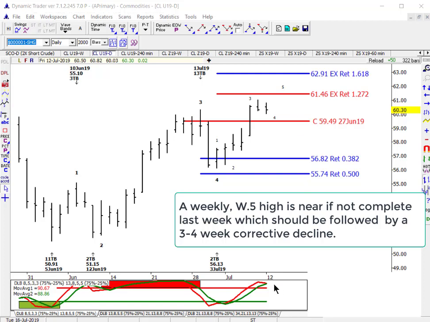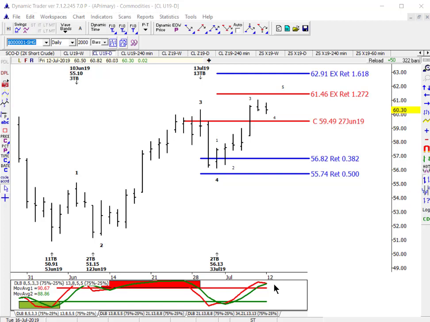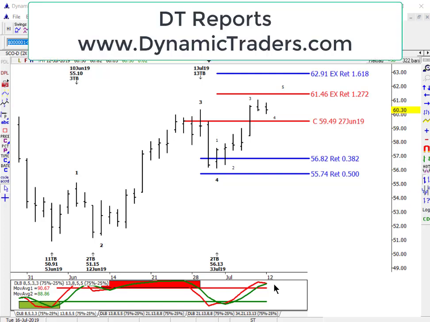So if you're long crude oil or anything related to crude oil, trail your stops pretty close to the market. We're real close to making a weekly high.